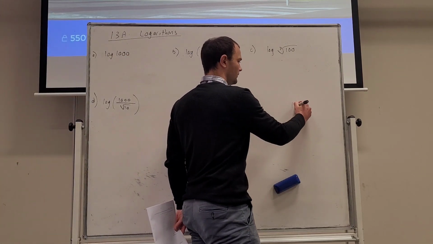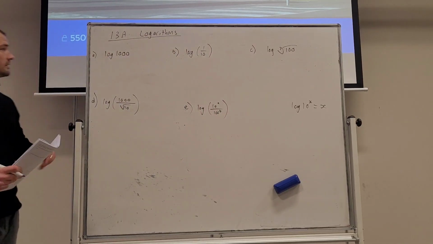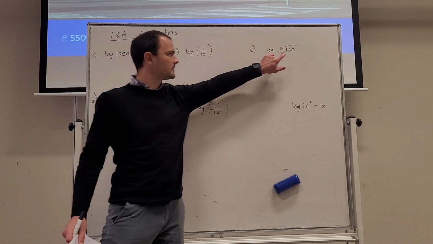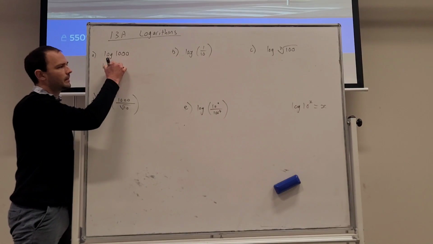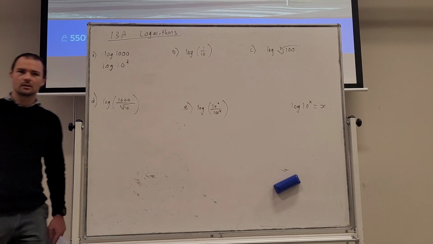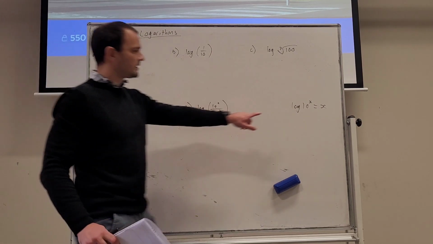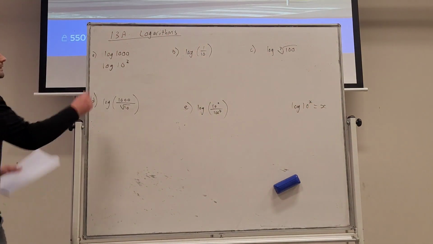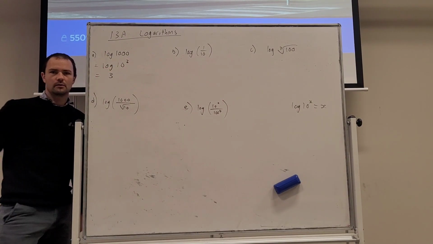So this is the rule, okay? Log 10 to the power of x equals x. So that means we need to try and express this number here as a power of 10. All right? So 1,000, that is 10 to the power of 3. All right, so that's our first step. We express it as a power of 10. And once we've expressed it as a power of 10, it simplifies to that power. So we have log 1,000, that's log of 10 to the power of 3, which is 3.